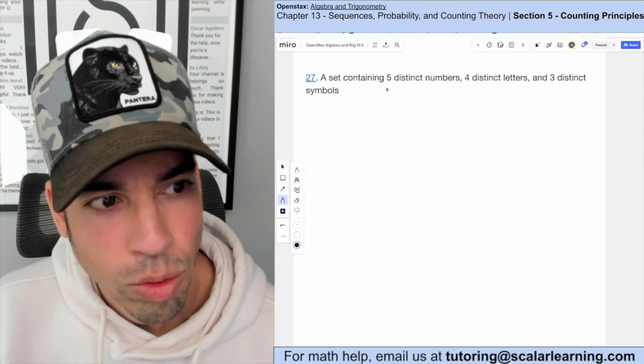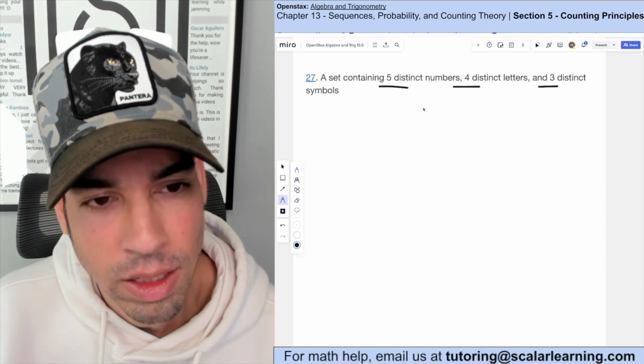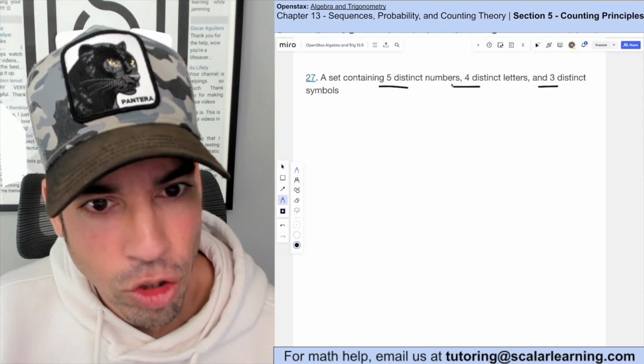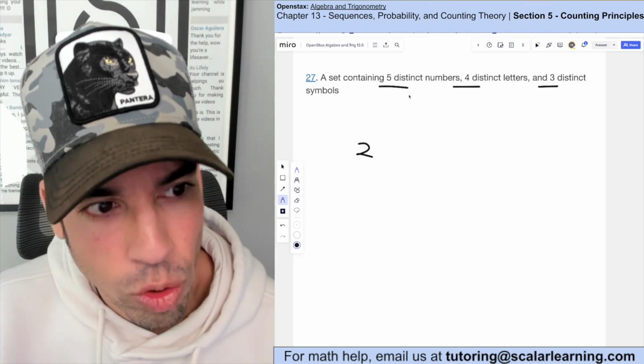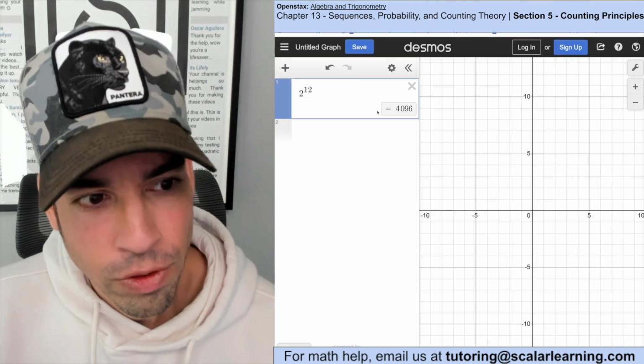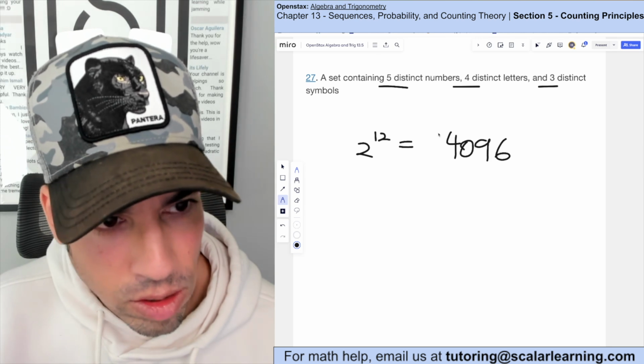Done. So for this one, we're trying to find the number of subsets when we have 5, 4, and 3 different values. And so that's a total of 12 values. So in this case, we're going to say the number of subsets is going to be 2 to that 12th power, which is 4,096. So 4,096 is the winner.